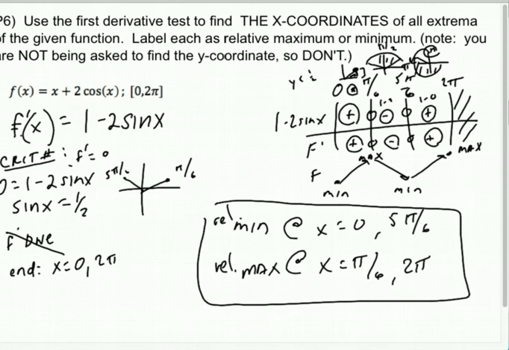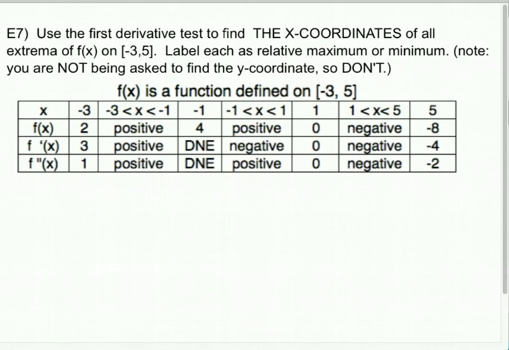Moving on. Okay, so sometimes you're going to be given a table. So E7: use the first derivative test to find the x coordinates of all extrema. Label each as a relative max or min. So here's the trick. They gave you the sign chart. You were given an f prime of x sign chart.